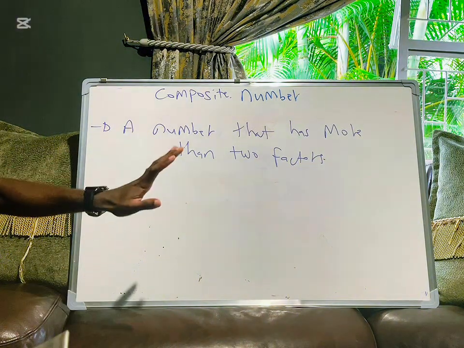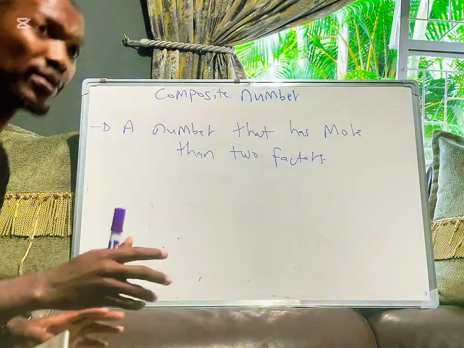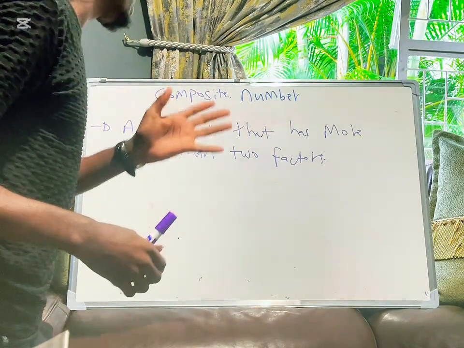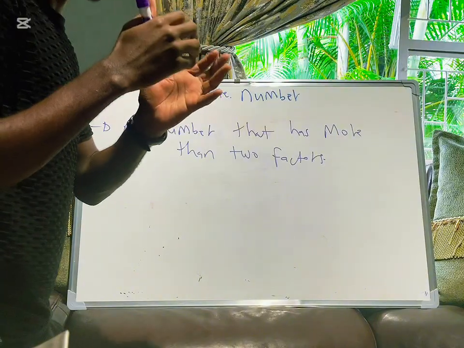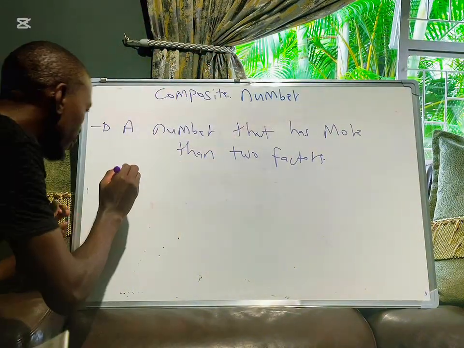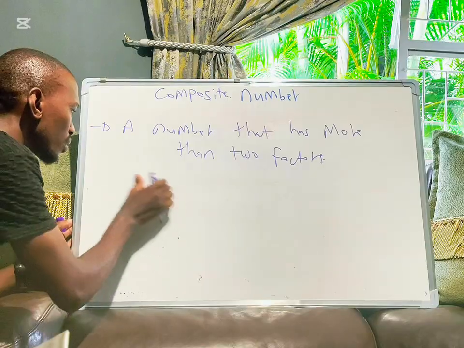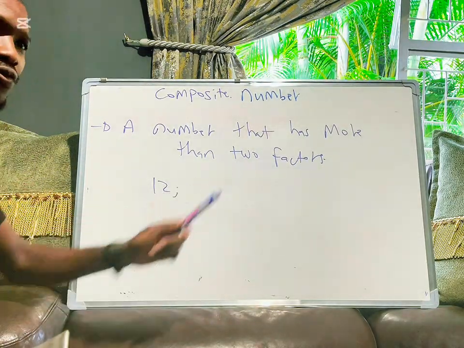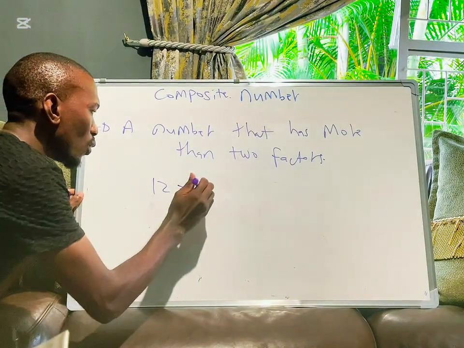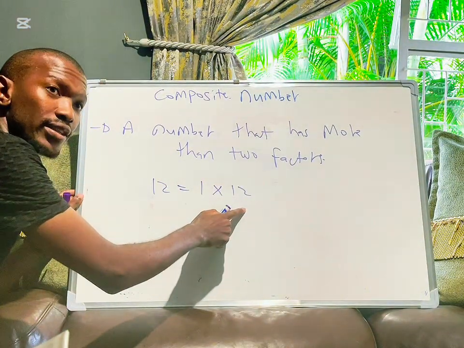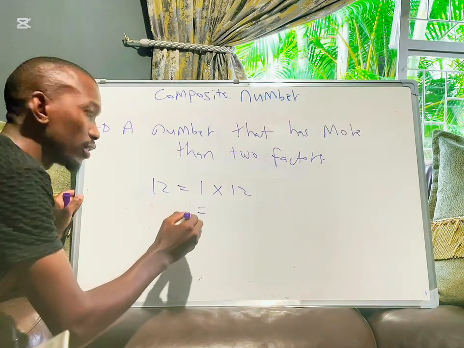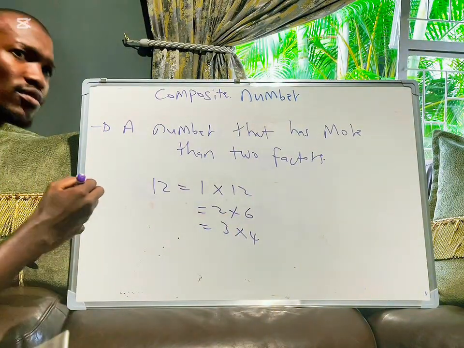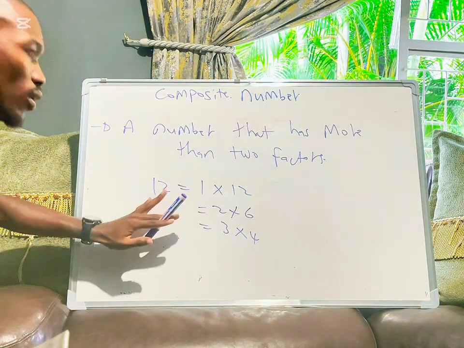So meaning that a composite number shouldn't be like a prime number. Remember, a prime number only has 2 factors, one and itself, right? So when you think of a composite number, think of numbers like your 12. Your 12 is a composite number. You know why? Because it has more than 2 factors. Look, it has 1 times 12. That's 2 factors. Another 2 factors it has: 2 times 6, 3 times 4. You see, it has more than 2 factors. So that's what we call a composite number.